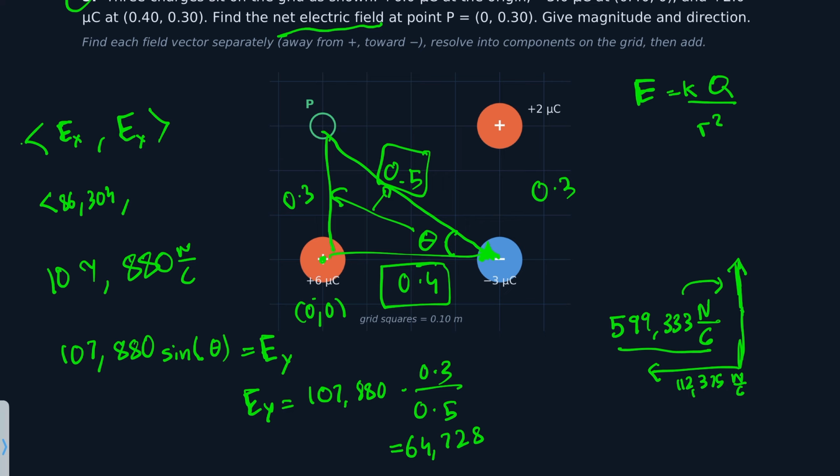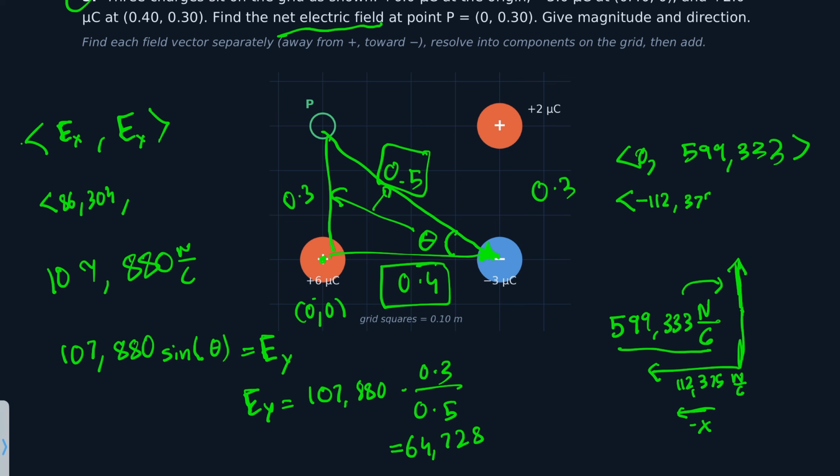Okay, so to summarize, if you want to put it all in vectors here, this vector is in the positive y direction, okay? So this one doesn't have an x component. We have a 0, then we have 599,333, okay? And then we have this vector, which is going in the negative x direction, but 0 in the y direction. So negative 112,375, comma 0. And then we have our good old vector, right? 86,304, and then for the y, 64,728.